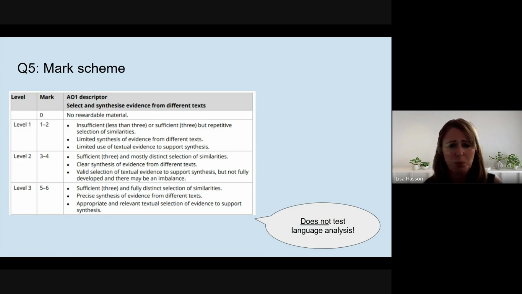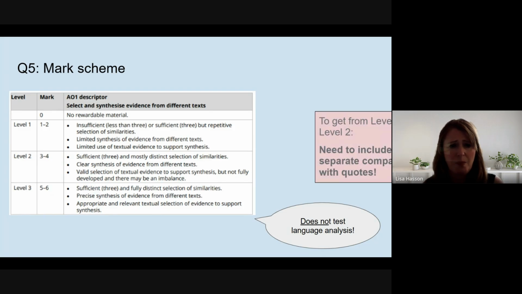per comparative point. This question does not test language analysis, so you really don't get anything for saying the writer uses a simile here, or the writer's use of the simile could mean this and it could also mean that. Don't be tempted to do that because you're not going to get any marks for it. The most here you'll need is a bit of an explanation about how your quote proves your point. So this implies, this suggests. You definitely can do that to get the higher marks, but you don't need to analyze language.